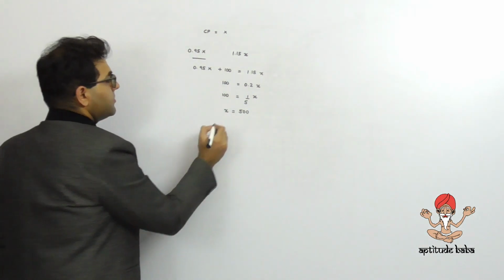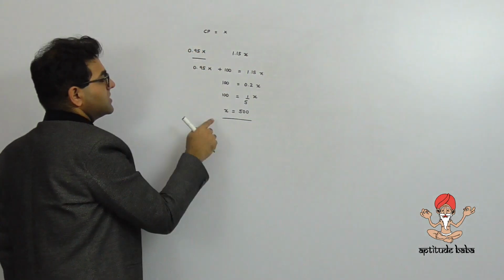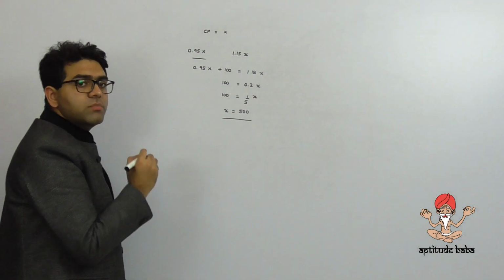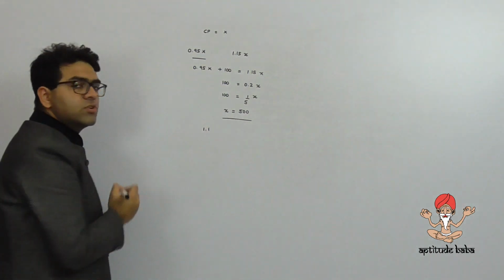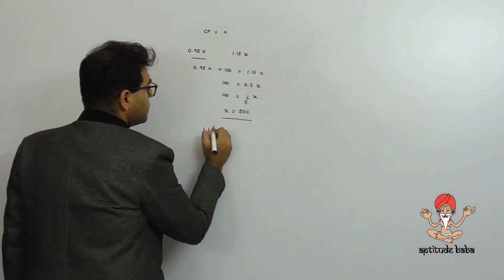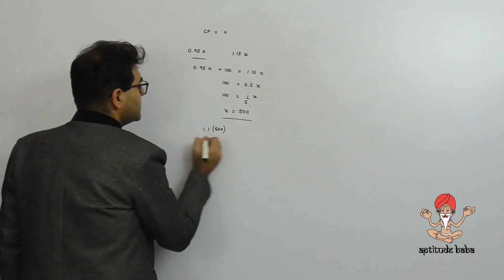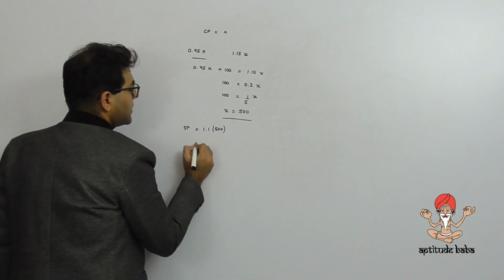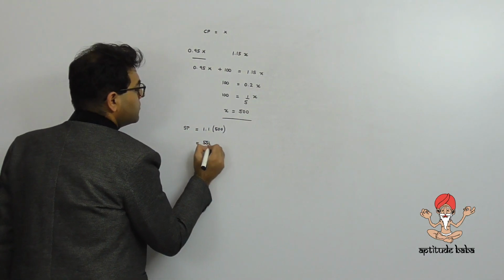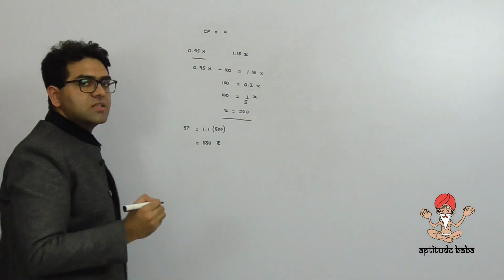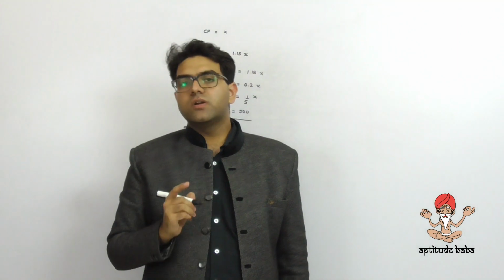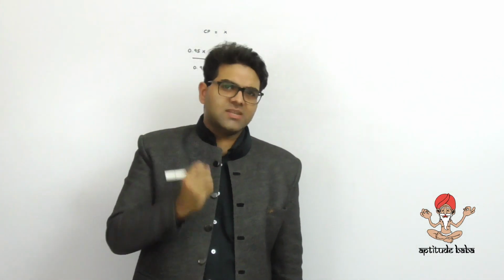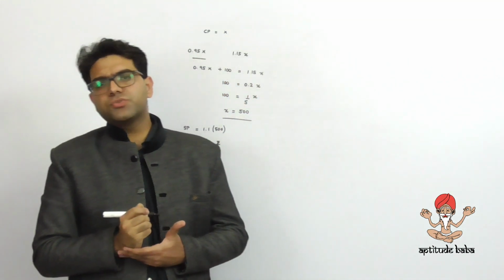See, if the value of x, the cost price, is 500 and I want 10% profit on it, then the multiplying factor is going to be 1.1. 1.1 into cost price gets me the selling price. So selling price should be 550 rupees. I should be selling this article for 550 rupees to get a profit of 10%. Now, this is how most of you would be solving the question.